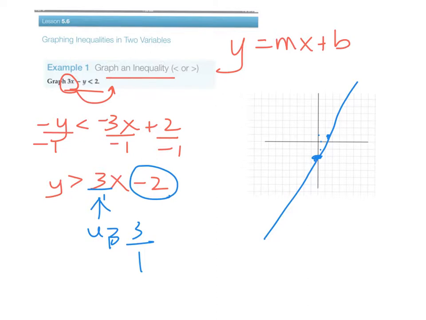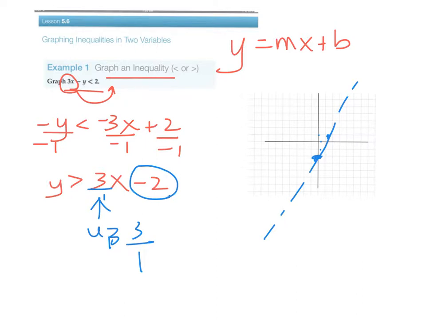Now, the difference between inequalities and equal signs, that's an equal sign graph, is that because we can't equal that line, because there's no line underneath there, I need to dot or dash this line. So to do that, I'm going to dash the line because it can't equal that line.